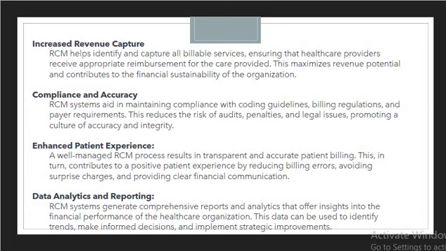Then comes compliance and accuracy. What does it mean? RCM systems aid in maintaining compliance with coding guidelines, billing regulations, and payer requirements. This reduces the risk of audits, penalties, and legal issues, promoting a culture of accuracy and integrity. So if you are following proper guidelines, you are taking care of billing regulations and the requirements of the payer, then it will for sure reduce the risk of audits, penalties, and legal issues. And this promotes the culture of accuracy and integrity.